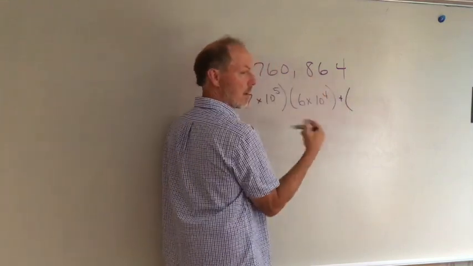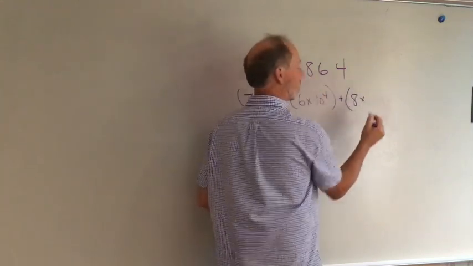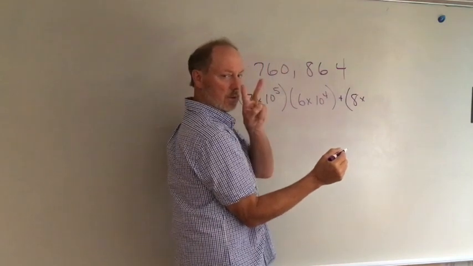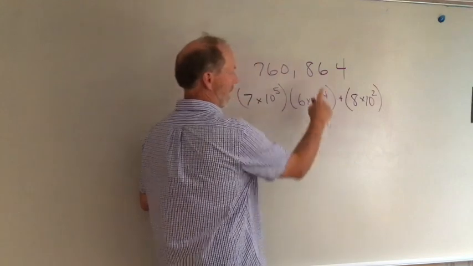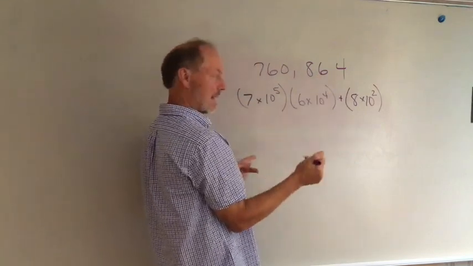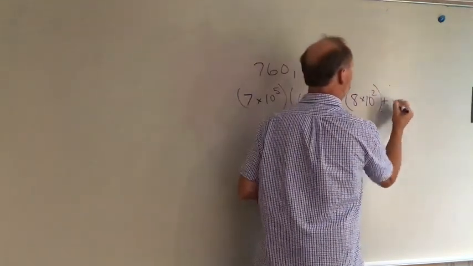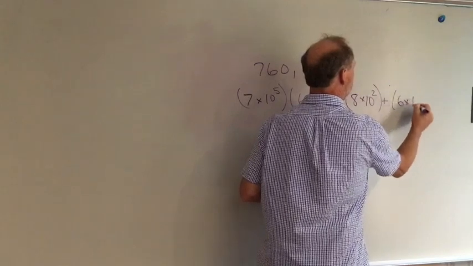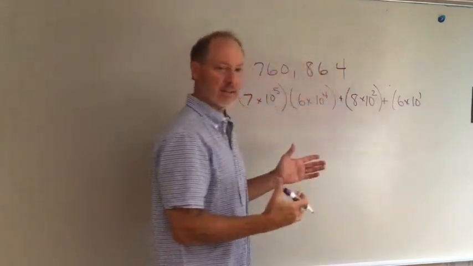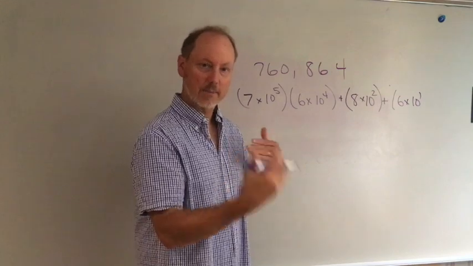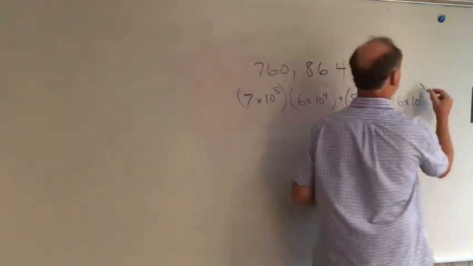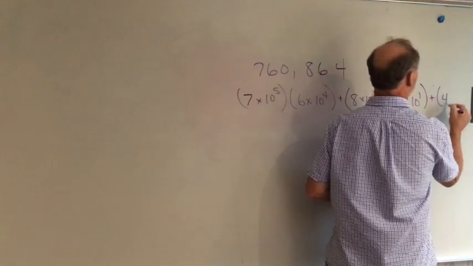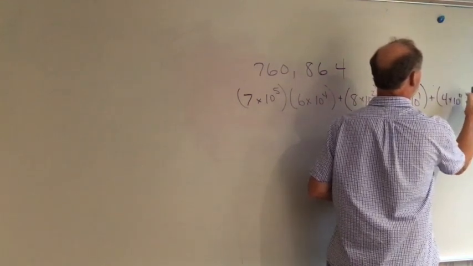That's 8 times 100, so that's 8 times, what's 100? How many zeros? 2. 8 times 10 to the second, and that's 60. That's 6 times 10, so that's 6 times 10 to the first. Remember, 10 is just 10, not 10 times 10, just 10. And then 4 ones is going to be 4 times 10 to the 0.